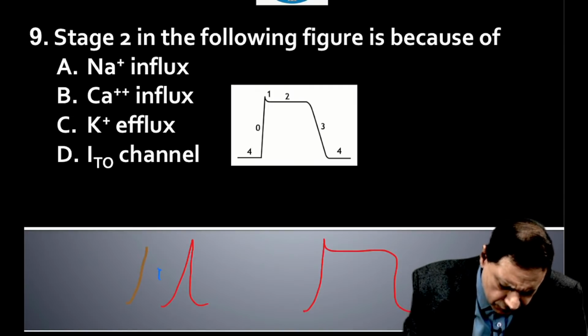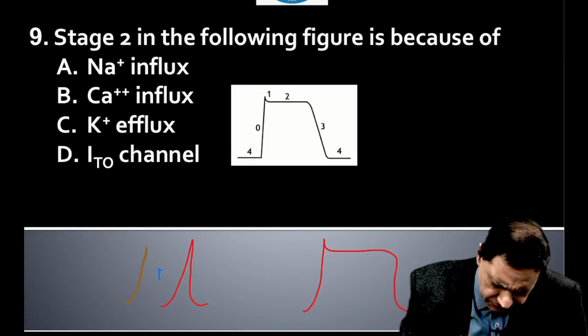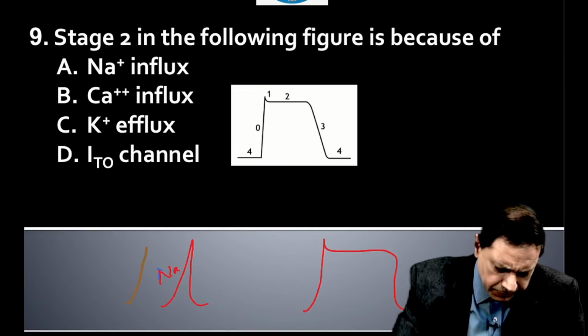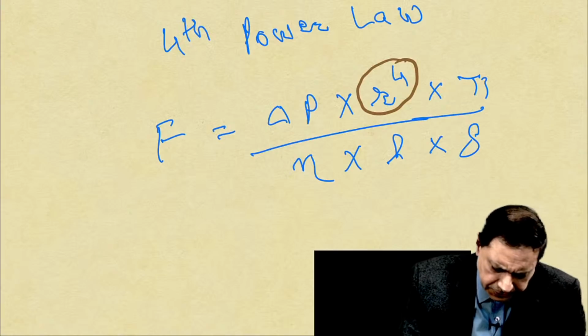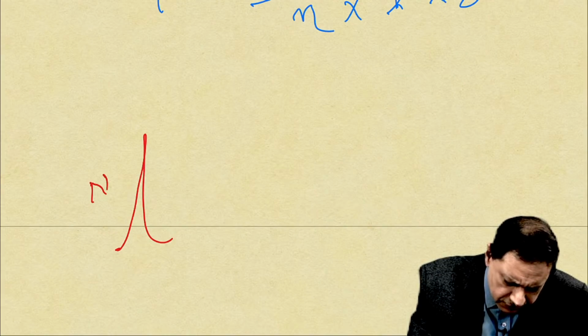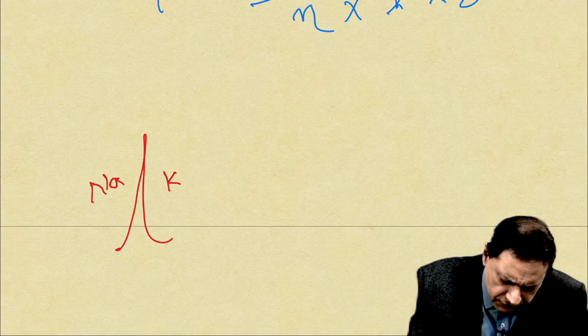Here in the skeletal muscle, this is because of sodium. I have already explained that. Okay, just see. In skeletal muscle, this is because of sodium and this is because of potassium.